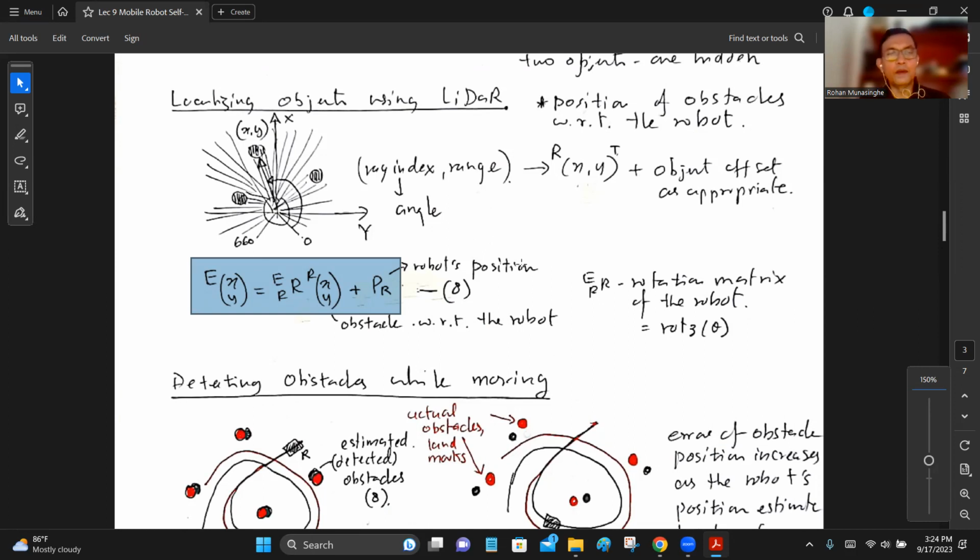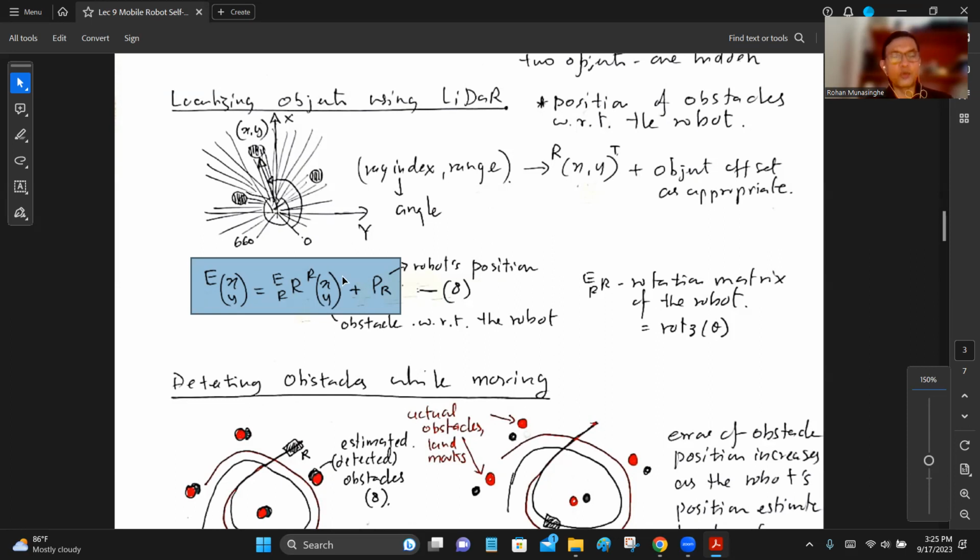So PR is the robot position that you start off with. And now you have moved, and the laser scanner gives you some information about what you see around. Let's say take just one obstacle. It says ray index 150, the distance is say 50 centimeters, something like that. Now it sees something with respect to its own coordinate frame, the LiDAR's coordinate frame.